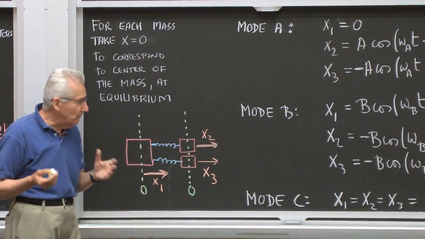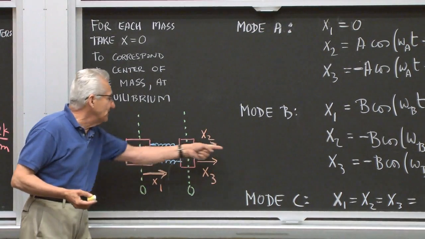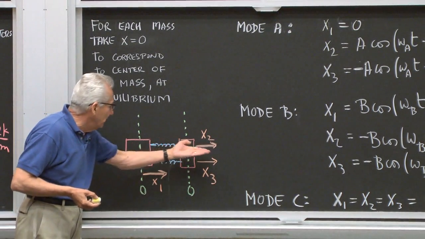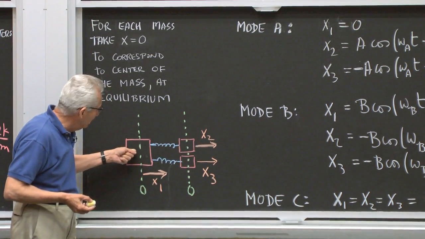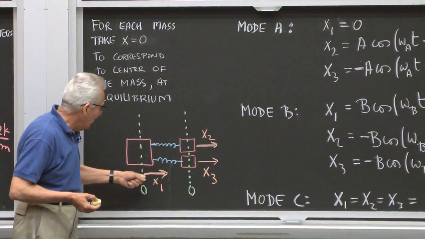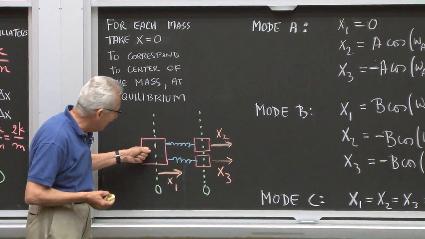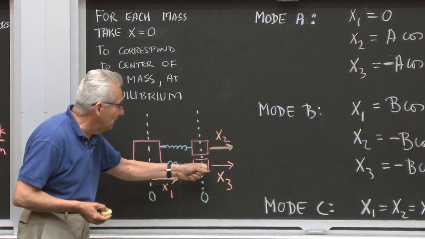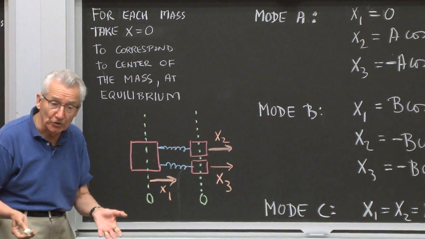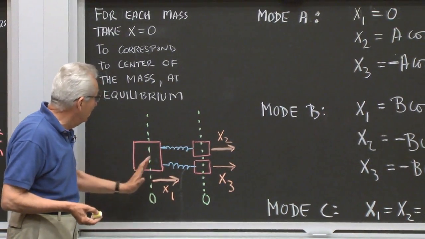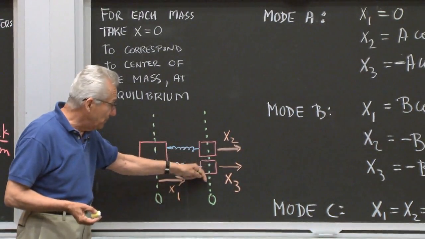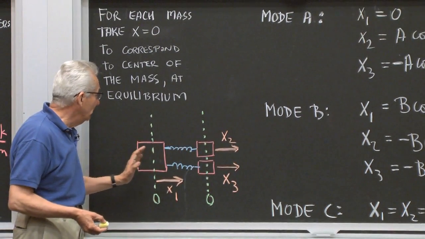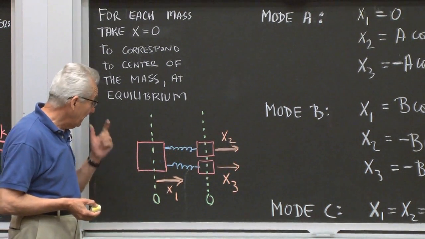All the motion is along the x direction, so there's just one variable for each mass, x. The position of the first mass I'll call x1, the position of the second mass x2, and of the third x3. The origin of coordinates I will take to be through the center of each mass at a time when these are in equilibrium. In other words, the spring is unstretched, etc.